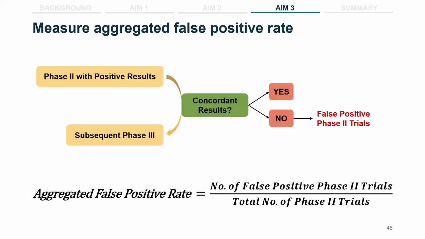The second part is to measure the quality using aggregated false positive rate. For each phase 2 trial with positive results, we're going to look for its subsequent phase 3 trial and see if the results between those 2 are concordant. If yes, then we would conclude that the phase 2 positive result is a true positive result, and if no, we will conclude that the phase 2 trial is a false positive result. By that, we will then calculate the aggregated false positive rate by dividing the number of false positive phase 2 trials by the total number of phase 2 trials that showed positive results.